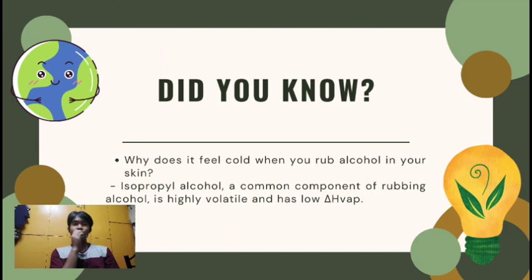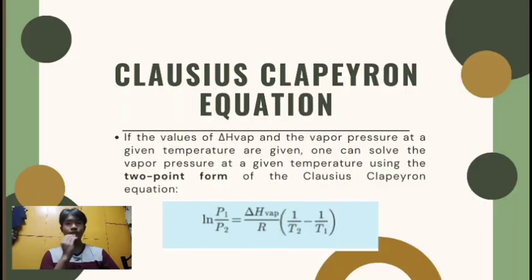Did you know why it feels cold when you rub alcohol on your skin? Isopropyl alcohol is a common component of rubbing alcohol, and it is highly volatile and has a low enthalpy of vaporization. Upon contact with the skin, it evaporates quickly and extracts heat, producing the cold feeling.